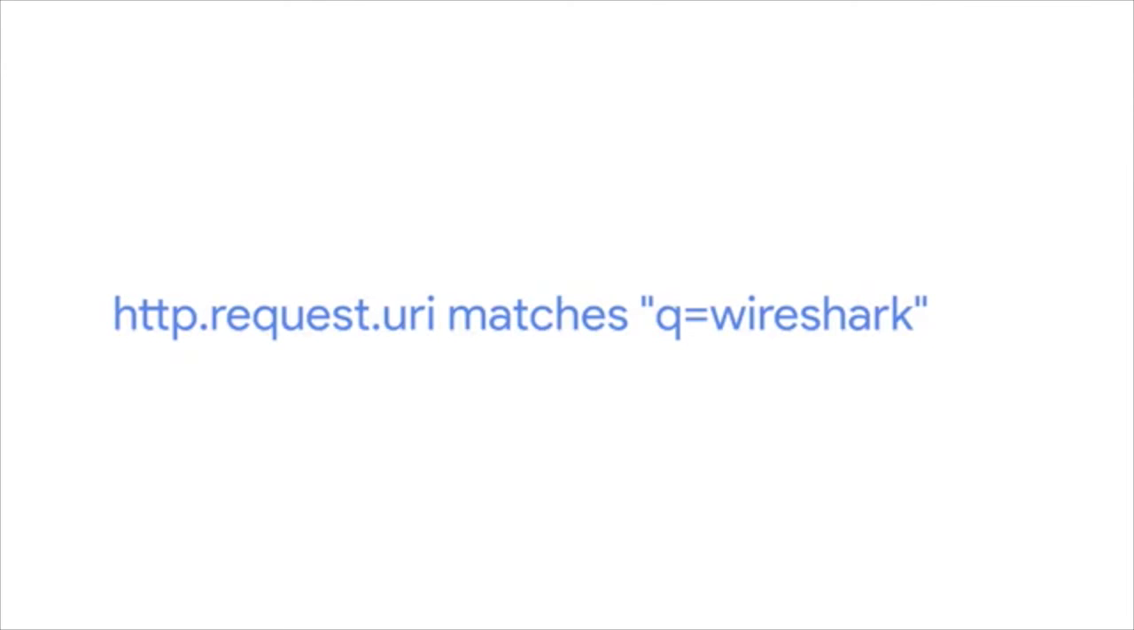uri matches q=wireshark. That filter string would locate packets in our capture that contain a URL request that has the specified string within it. In this case, it would match a query parameter from a URL searching for Wireshark. While this could be done using tcpdump, it's much easier using Wireshark.